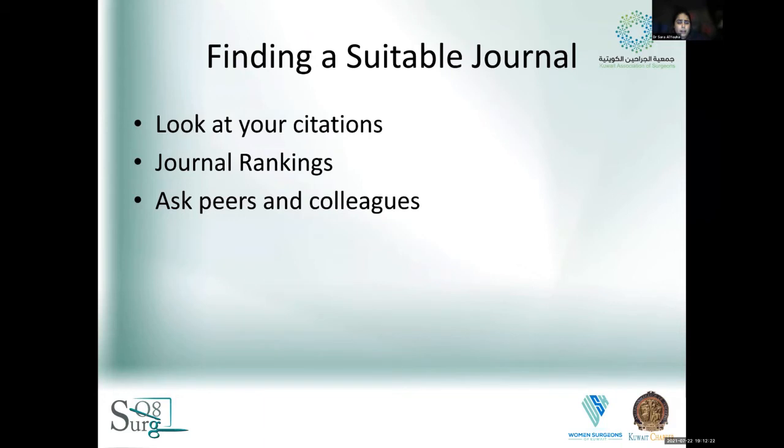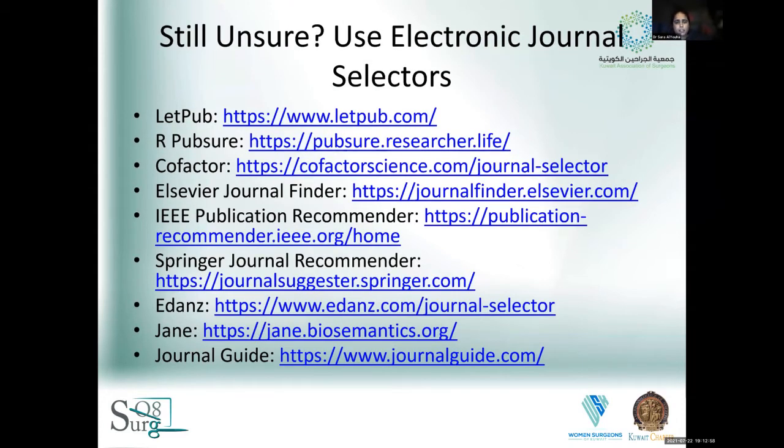A lot of people ask, how do I find a suitable journal for my article? Because it can be a little bit overwhelming. You have thousands and thousands of journals, and it's difficult to know where to start. One good place to start is just look at your citations. So when you write your background, your introduction, your discussion, you have cited a lot of similar work. So just take a look at where these articles reside. You can also look at journal rankings, and if you're not sure, just ask peers or colleagues for some guidance. If all else fails and you're still unsure, there's tons of electronic journal selectors. So I put a whole list of them.